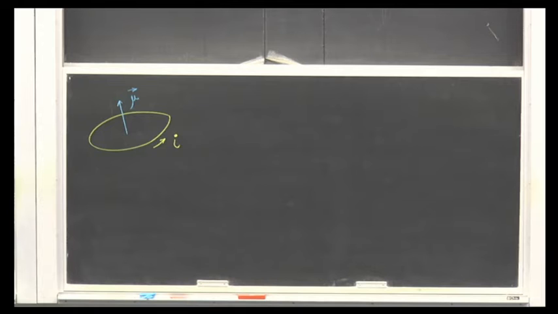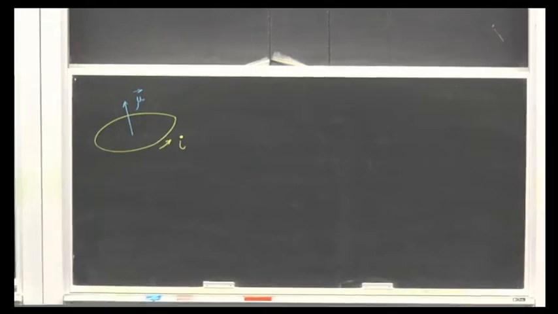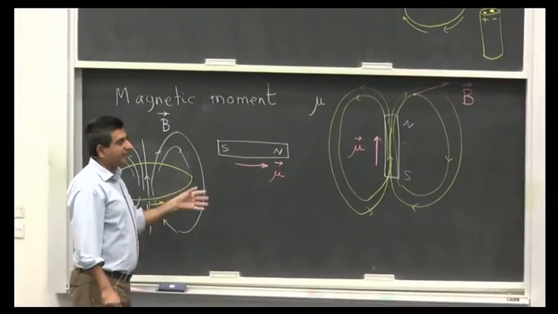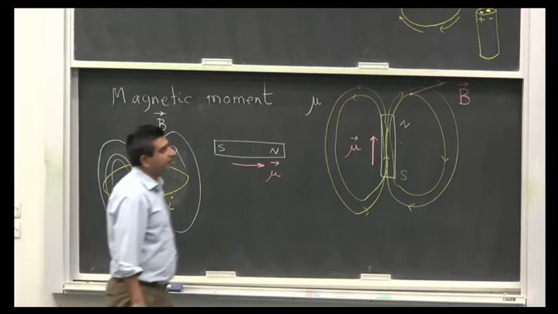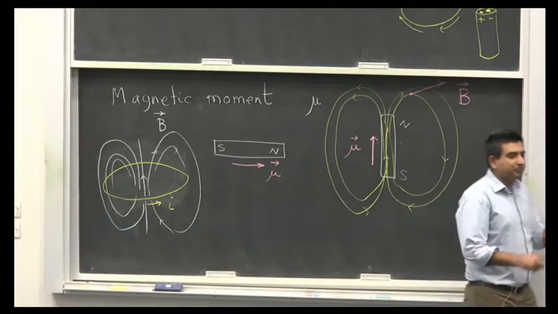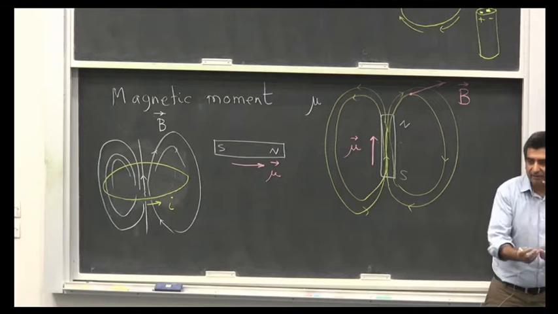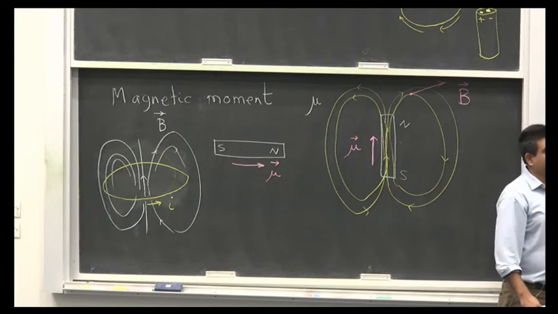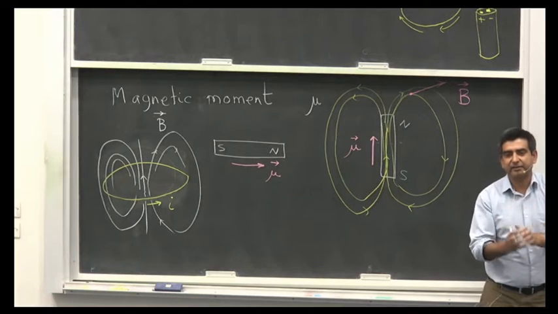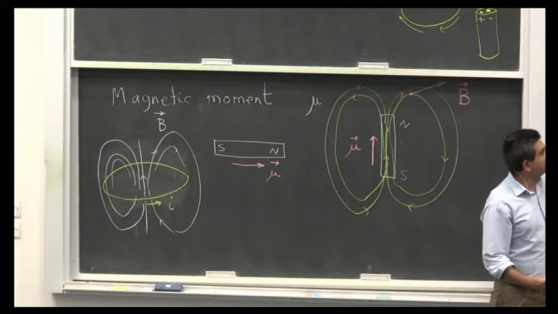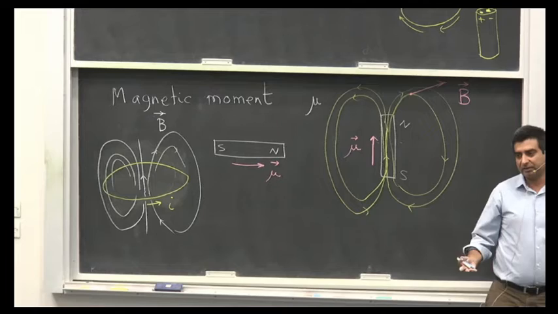Magnetic field is a field. It exists in space. It can be produced by currents. It can be produced by magnets, moving charges. The magnetic moment is the property of a material. So this current carrying coil acts like a small magnet, and the strength of that magnet is quantified by the magnetic moment.